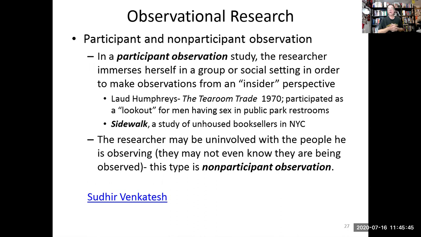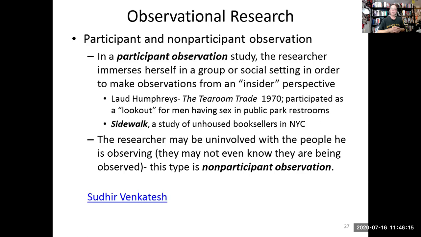I mentioned experiments have been controversial because, well, I'll mention that in a second. Participant observations can also be controversial because sometimes you're with people who don't want a lot of their information out in a book. A very famously controversial study, The Tea Room Trade by Laud Humphreys in 1970, was about men having sex in public park restrooms.